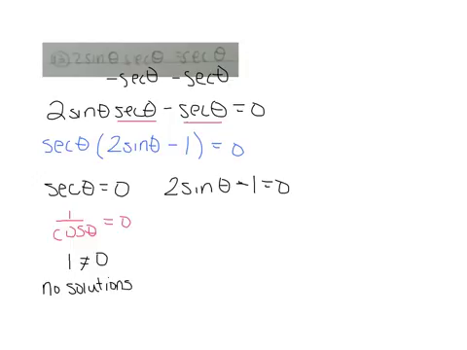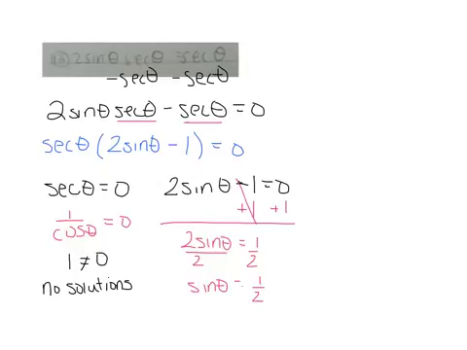So now we're going to look at what happens when you do 2 sine theta minus 1 equals 0. So we add 1 to both sides of the equal sign. We get 2 sine theta equals 1. We divide both sides by 2. We have sine theta equals 1/2. So we're looking at the unit circle, and we're trying to figure out where sine is 1/2. And sine is the y-coordinate.